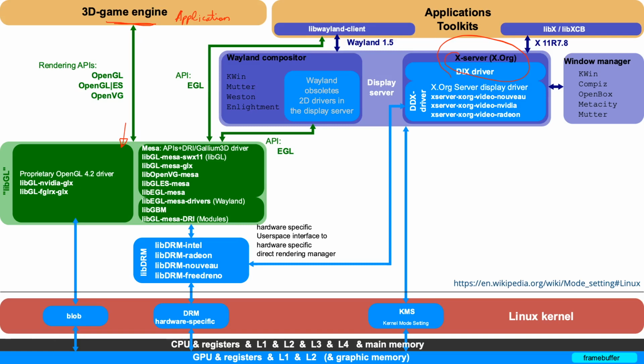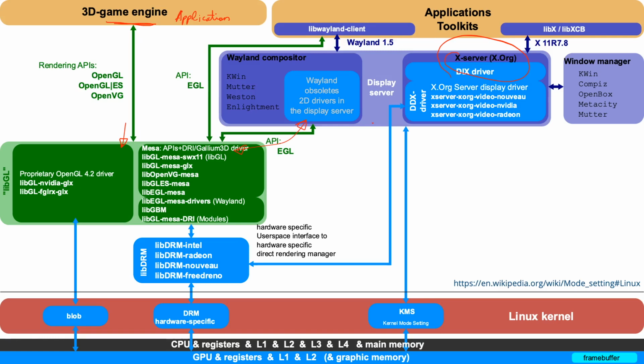So that is how the windowing works. The windowing itself might be accelerated. So to draw the window boundary and the window header and the buttons and so on to the screen, X itself might talk to the OpenGL. So that is this interface.